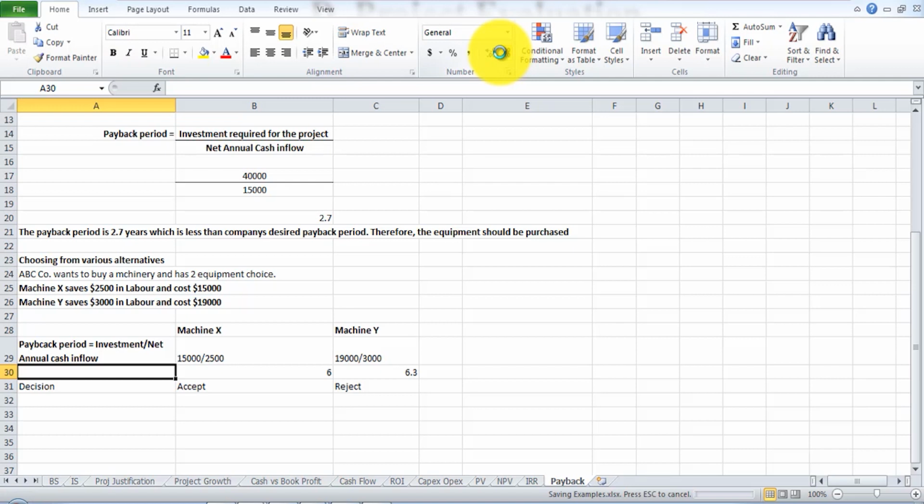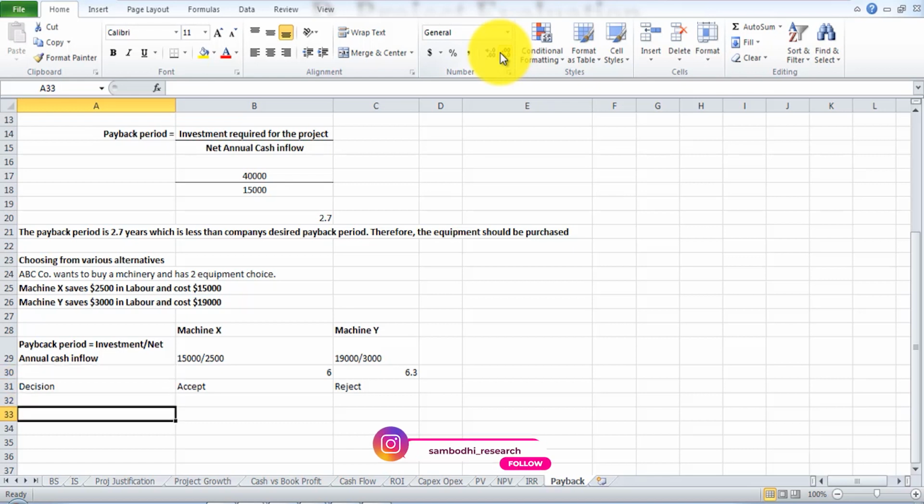So this is how you determine which one to choose and which one to drop. Just compute the payback period for every individual project or purchase or whatever investment decision you need to make, and evaluate the shortest payback period. The condition over here is that if the company had one more condition that the desired payback period is 4 years, then in that case both machinery proposals would have been rejected and neither of them would have been purchased.